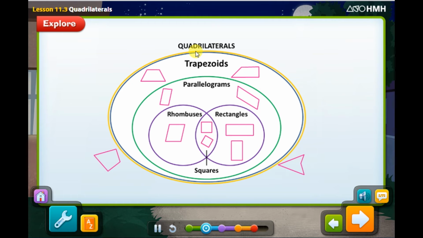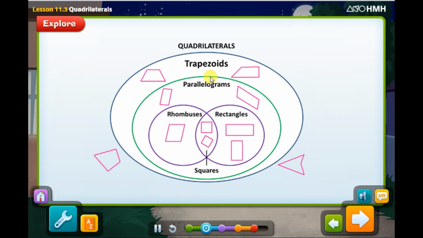These shapes are trapezoids. Which quadrilaterals are parallelograms? Inside trapezoids, there is a little bit smaller circle which is called parallelogram. A parallelogram is a special type of trapezoid that has 2 pairs of parallel sides. So first quadrilaterals. Inside quadrilaterals there are trapezoids. Inside trapezoids, parallelograms. And these are the shapes of parallelograms. So these shapes are parallelograms.